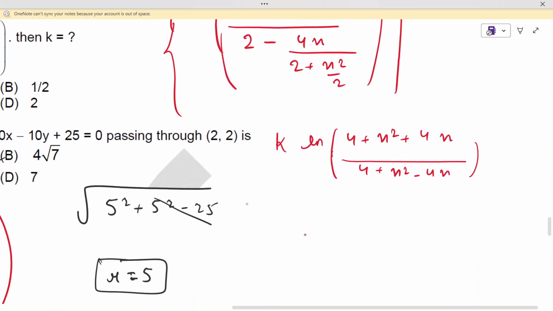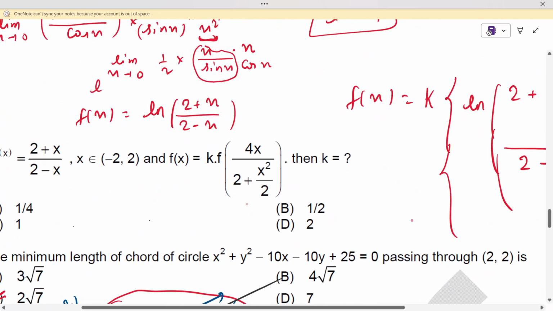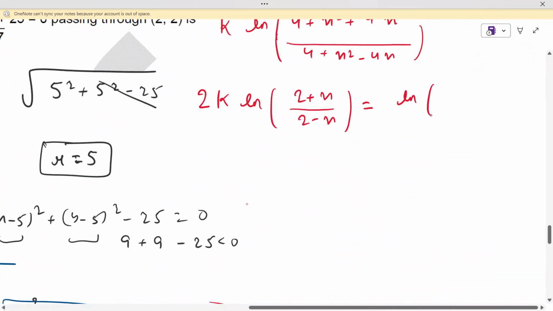Sure, no? Now it is k into ln of 2 plus x by 2 minus x whole square. So it is like 2 times. And that should be equal to what is given as f of x. And f of x is the same thing, right? ln of 2 plus x upon 2 minus x.